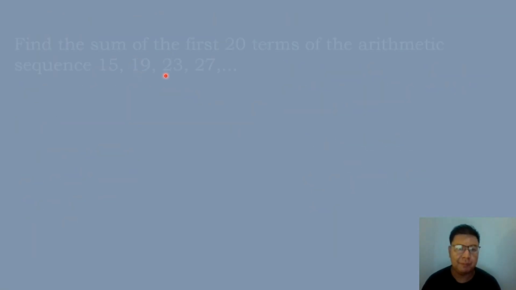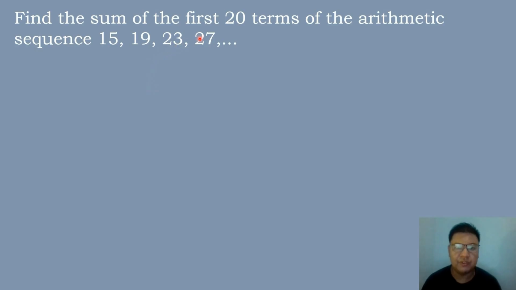So for the same problem, find the sum of the first 20 terms of the arithmetic sequence 15, 19, 23, and 27. Let's have solution number 2.